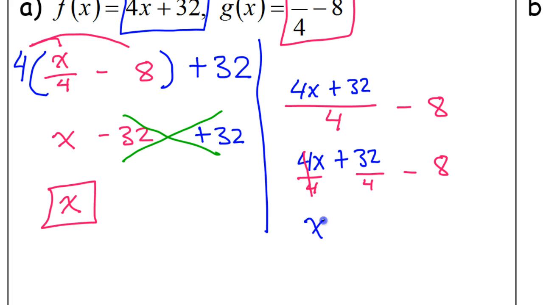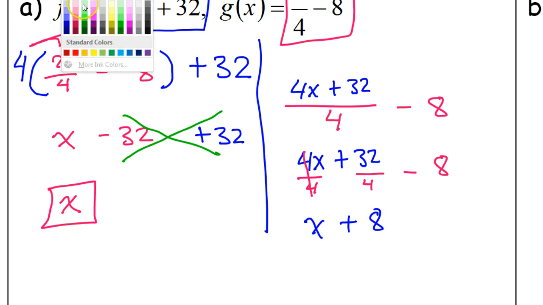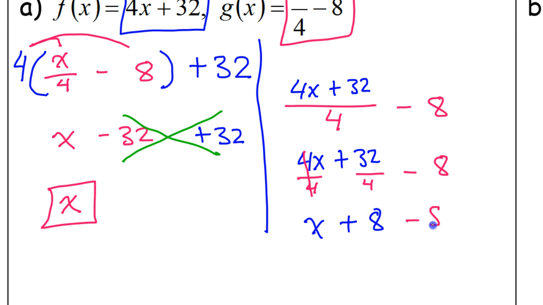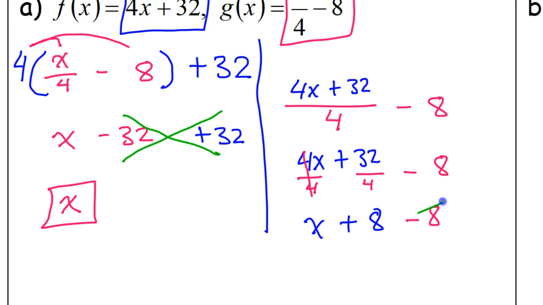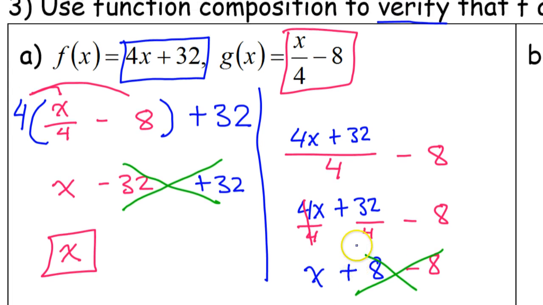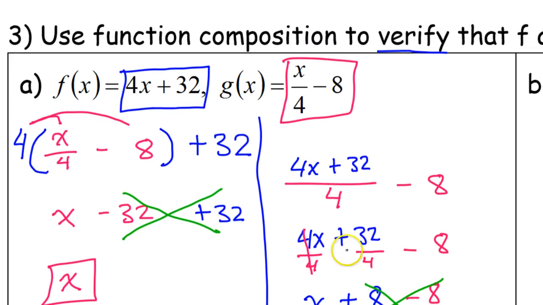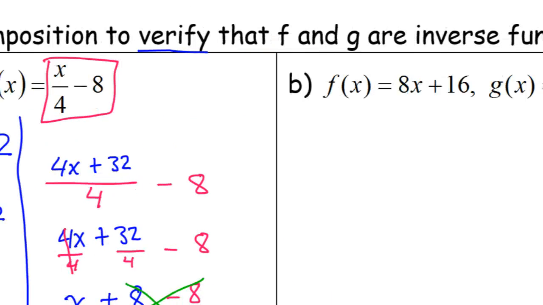So now I have x plus 32 divided by 4 is 8. And then I still have this minus 8. Now obviously positive 8 and negative 8 cancel each other out. And I just have x. You must show each one of these steps separately for full credit. Alright, so that was number 3a. Now let's look at number 3b.